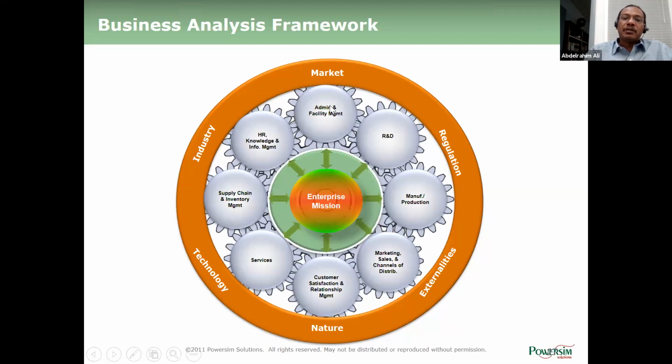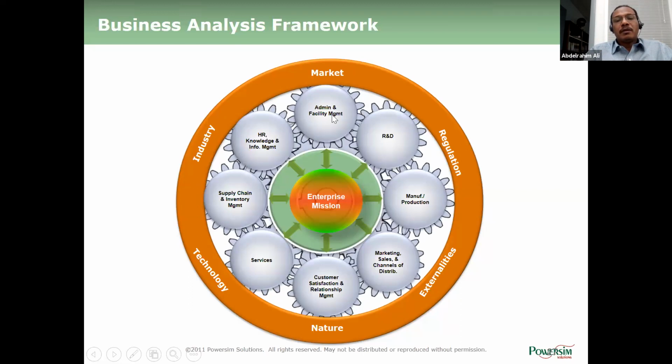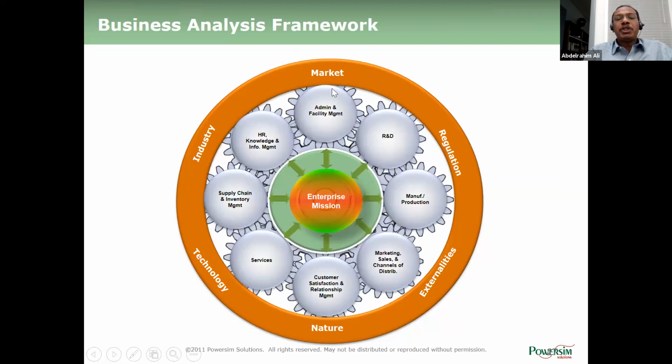If I touch one of these, for example, you change something in the admin and management, it will affect the customer by the end of the day. If you change services, it will need something in the manufacturing and production, and so on. This is just to make it simple how the systems are operating together.